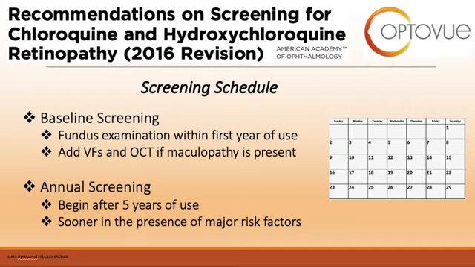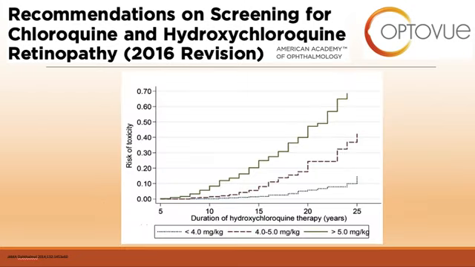We're going to talk a little more about the visual field further on in the presentation. Once we establish a baseline test, assuming everything is normal, we can wait 5 years to do the next exam. The reason being, if you look back at this graph, from 0 to 5 years, there's almost zero risk of toxicity as long as the patient's taking the recommended dosage.